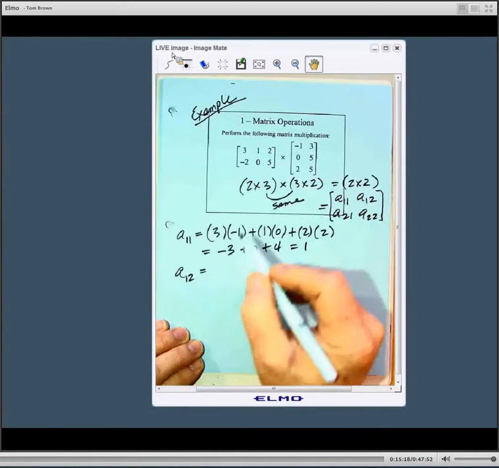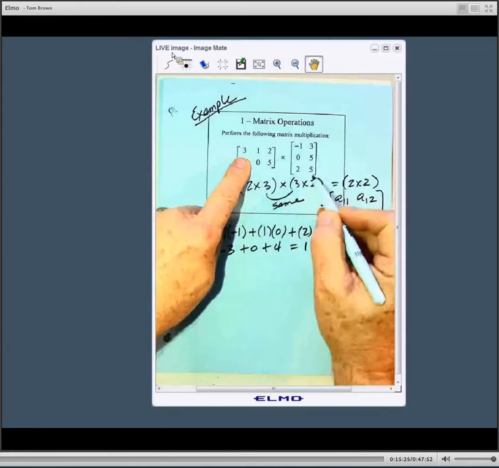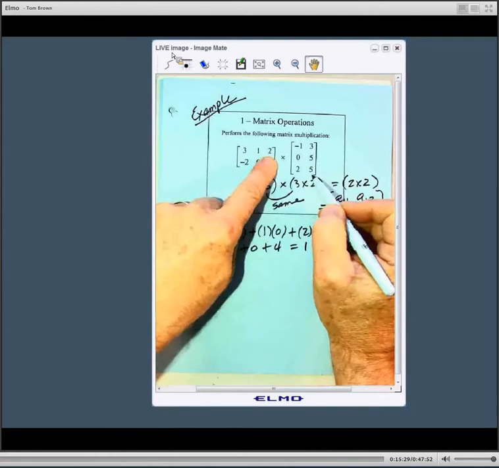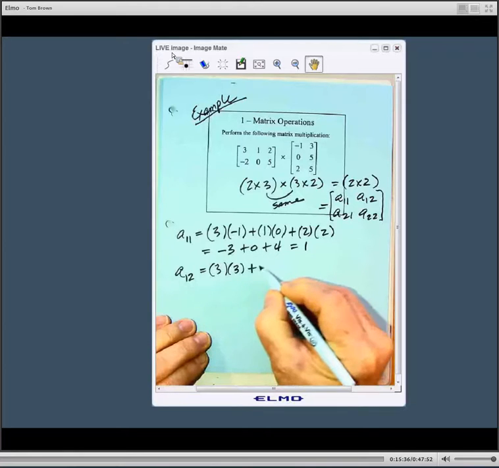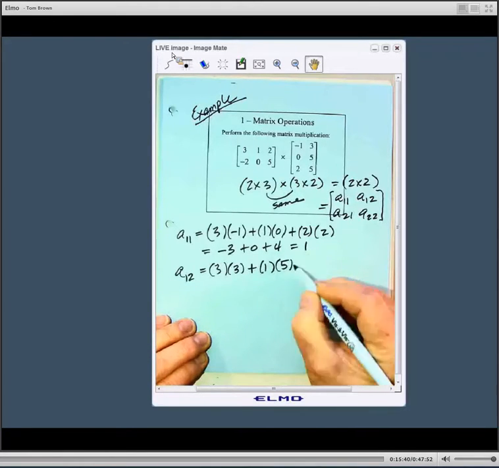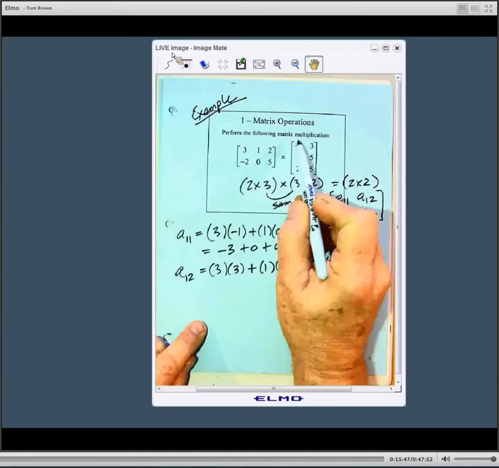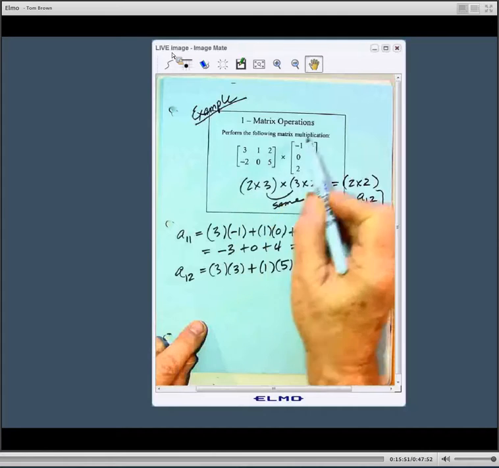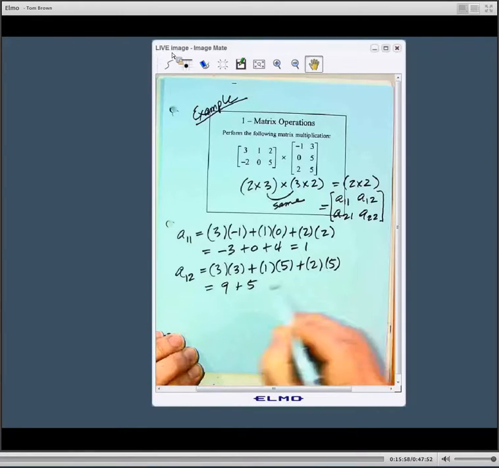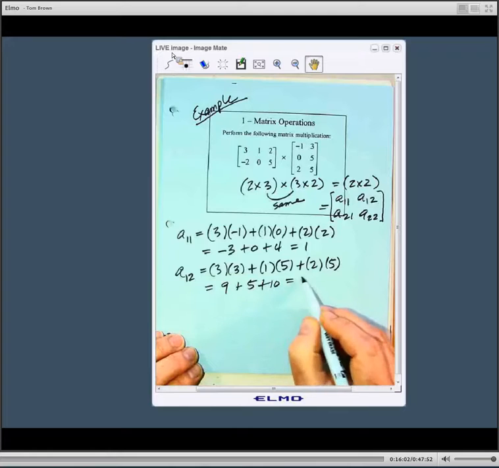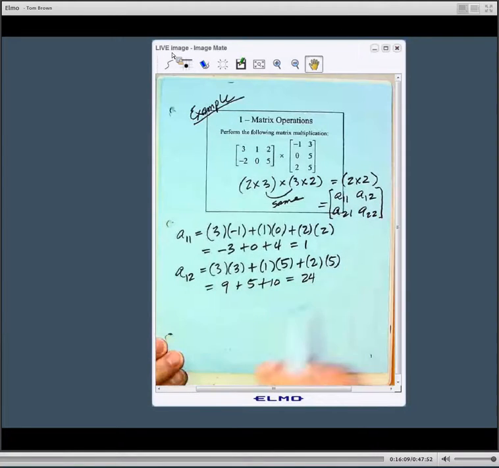So A12 is now going to be this 3. The 3 is now going to be doing the second column. So it's going to be 3 times 3 plus 1 times 5 plus 2 times 5. So let's do that out. 3 times 3 plus 1 times 5 plus 2 times 5. Okay, so to get the first one, we did this row and that column. Now we're going to do this row and that column to get the second one. Okay, and so we have here 9 plus 5 plus 10, and that equals 24. Okay, so we're going to have a 1 and a 24. So you might eliminate some of the possibilities in the ABCD at that point.